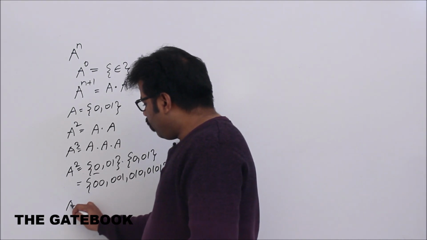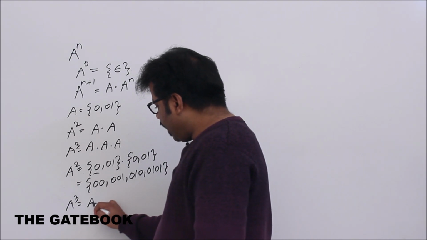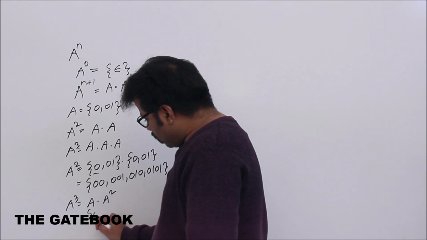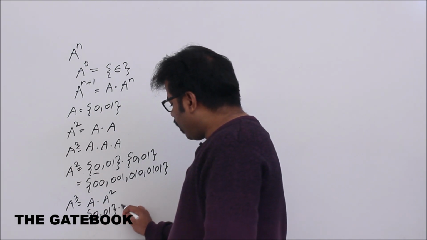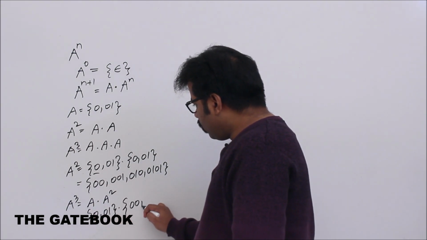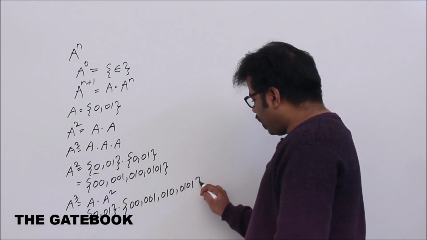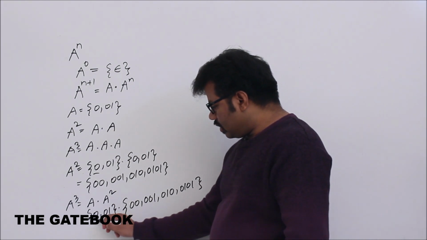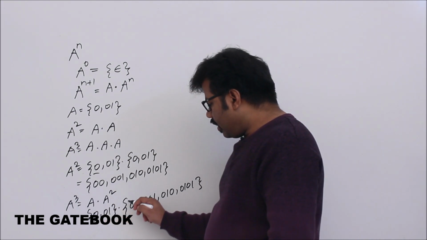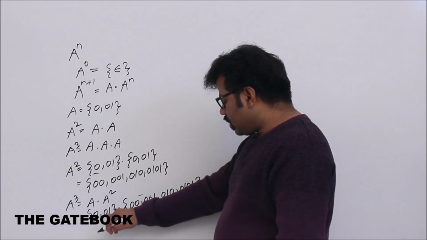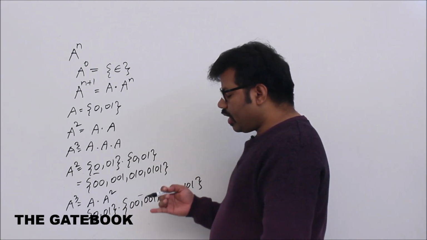Now a cube is, according to the definition, A dot A squared. So A is {0, 01}, and A squared is {00, 001, 010, 0101}, right? Then how many strings do you get because of this 0? If it is concatenated with these 4, then you may get 4 strings. Then 01 is concatenated with these 4 strings, again you may get 4.